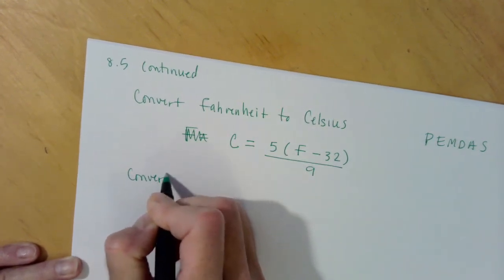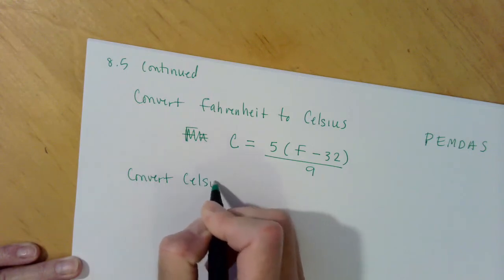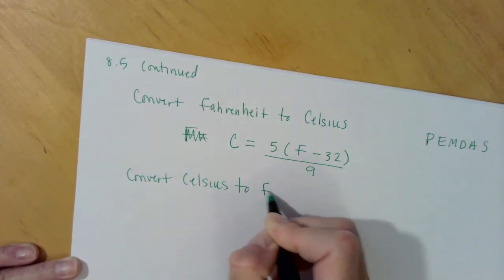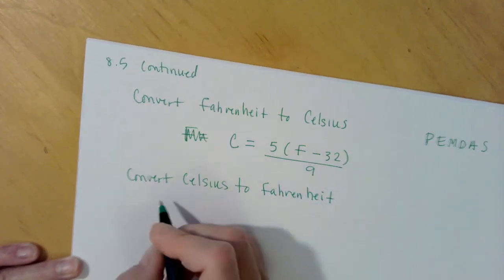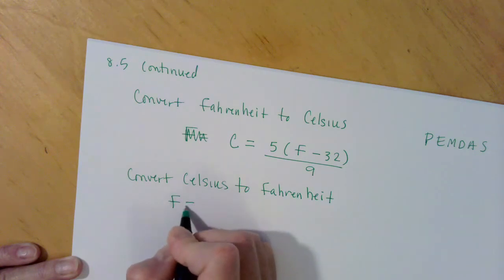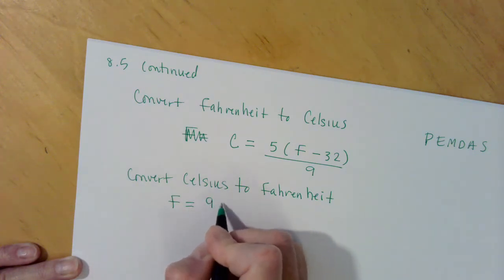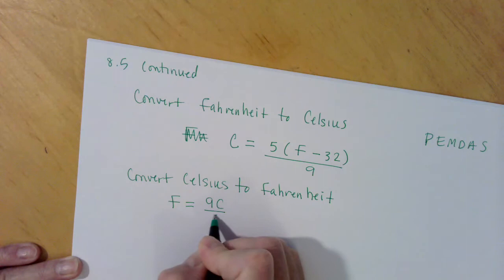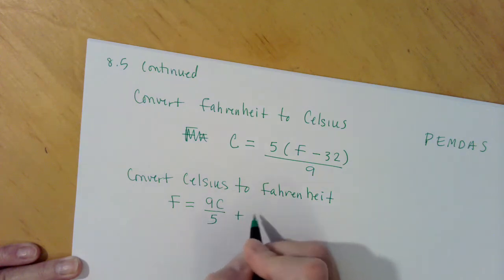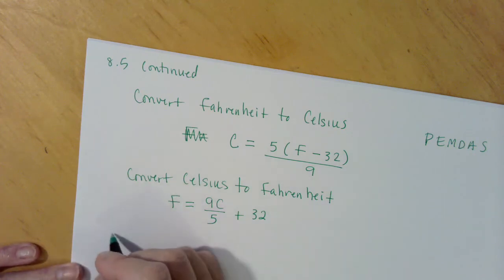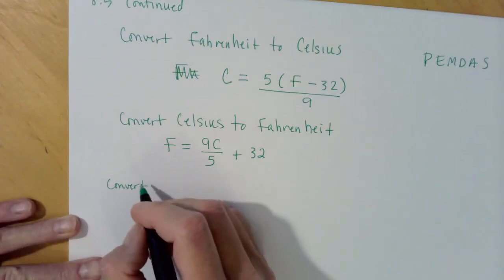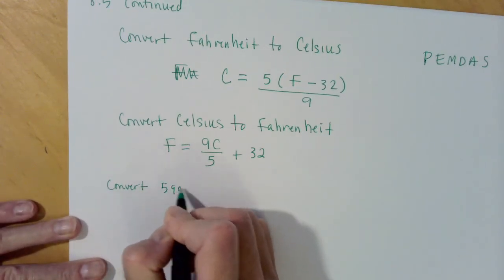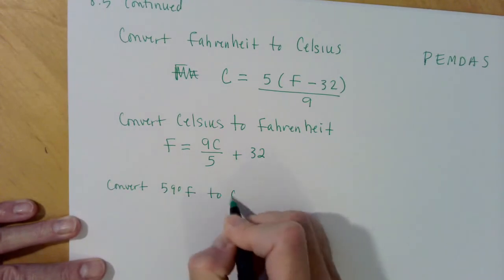Let's get the formula to convert Celsius to Fahrenheit. So if I'm converting Celsius to Fahrenheit, now I want to end up with Fahrenheit. So Fahrenheit is going to be 9 times the Celsius temperature divided by 5 plus 32. So now the question is, let's do the first one. Convert 59 degrees Fahrenheit to Celsius.